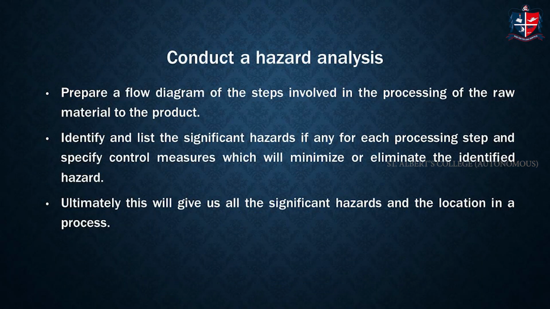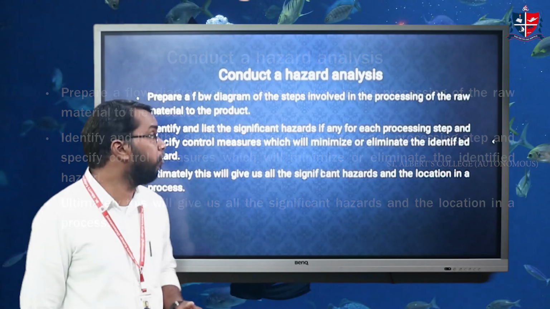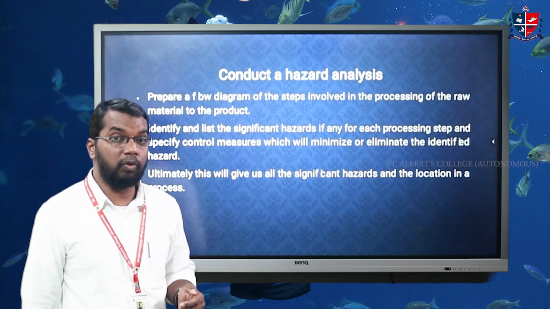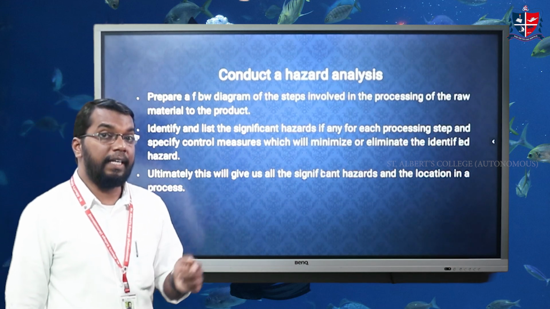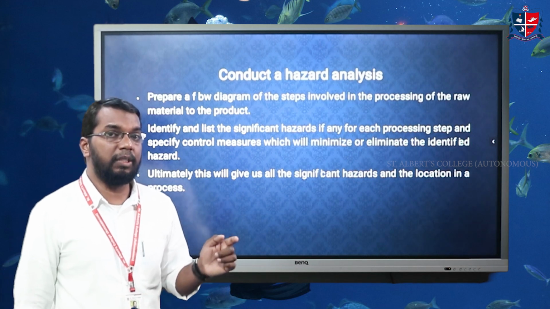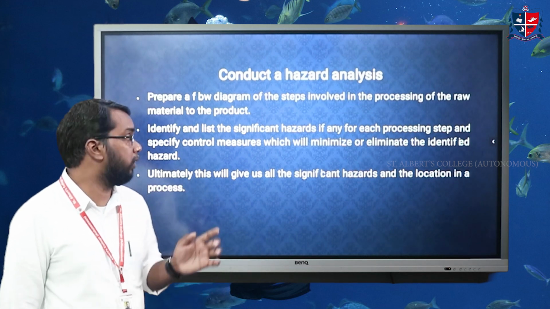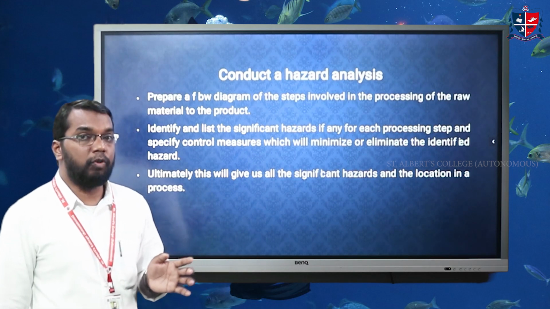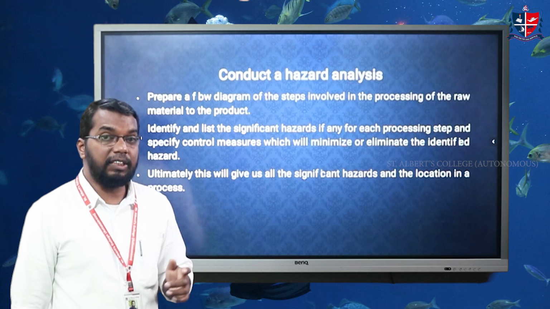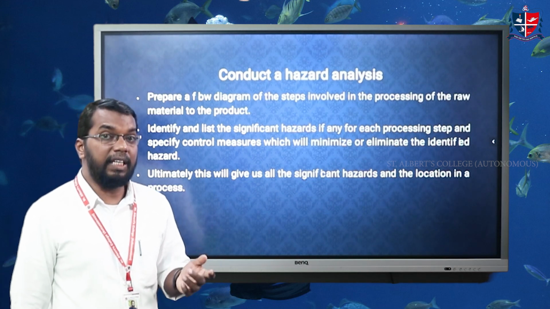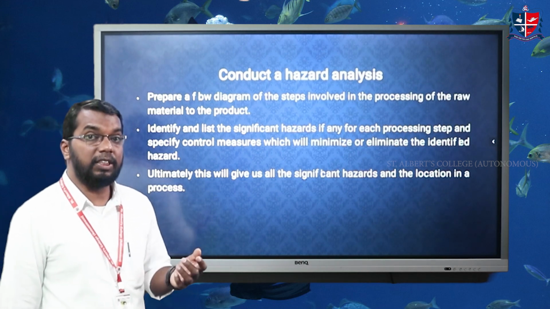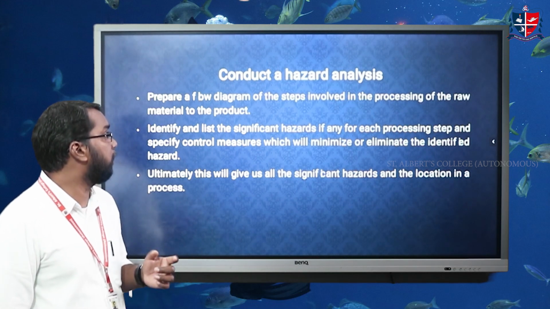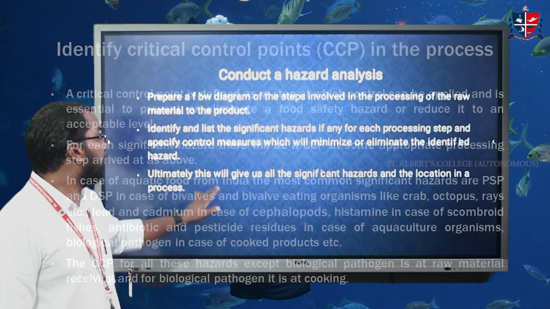First one is conduct a hazard analysis. This is the first step in case of hazard analysis and critical control point system, in which we are preparing a flow diagram that includes receiving of raw material to the final finished products. All these steps come in between the receiving and final finished products. We are making it and evaluating any chance of occurring a significant hazard in any processing step, and recommending remedial measures to remove the significant hazard from the final finished product. And this is the first step in case of hazard analysis and critical control point system.